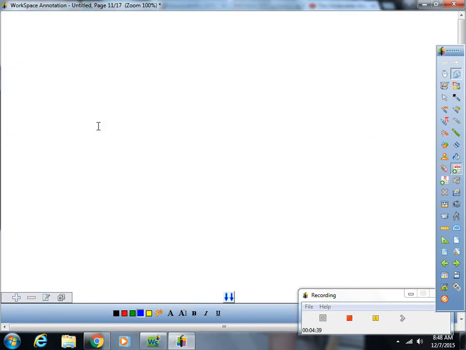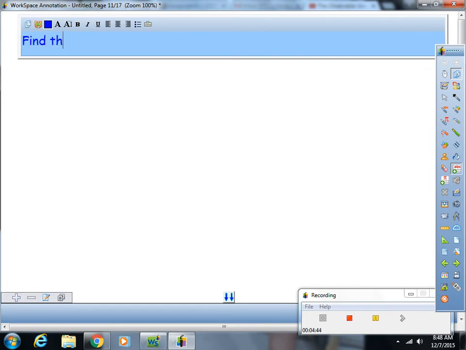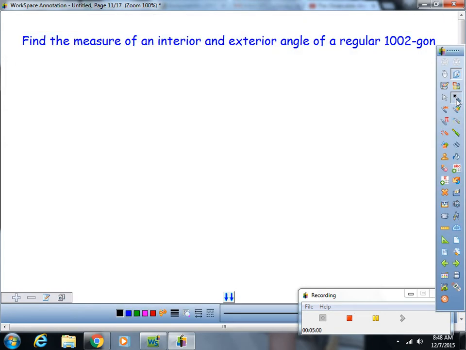Let's do this. All right, go ahead. Find the measure of an interior angle of a regular 1002-gon. And while you do that, I'm going to draw it for you.